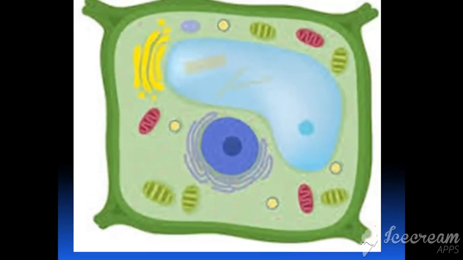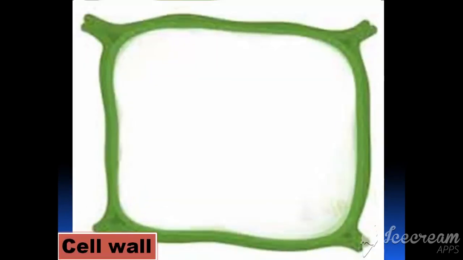If we take a slide of a plant tissue, for example, onion, under the microscope, what can we see? The first component we can see is the cell wall. The cell wall surrounds the cell and gives the cell a definite shape. So the cell wall surrounds the plant cell, gives it what? The definite shape.